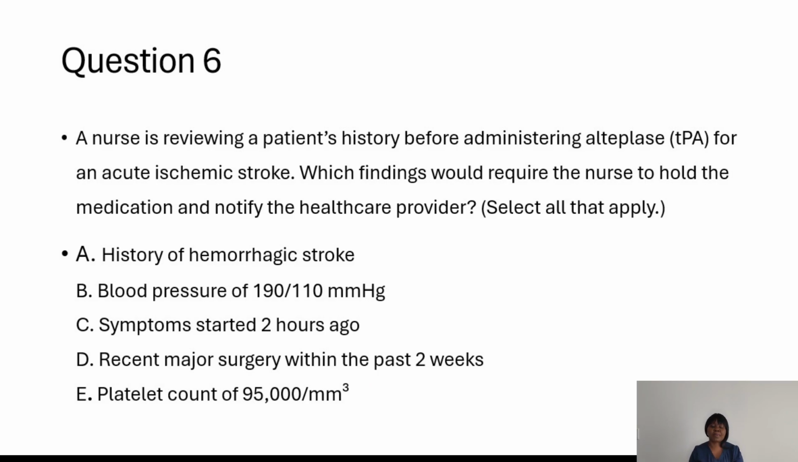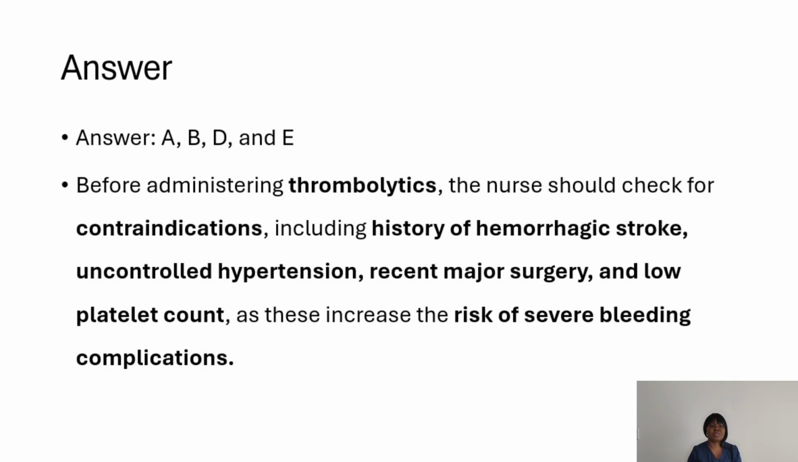So selecting all that apply, the contraindications to the use of thrombolytics like Antiplatelets will be history of hemorrhagic stroke, high blood pressure, recent surgery, and low platelets. So the correct answer will be A, B, D, and E.